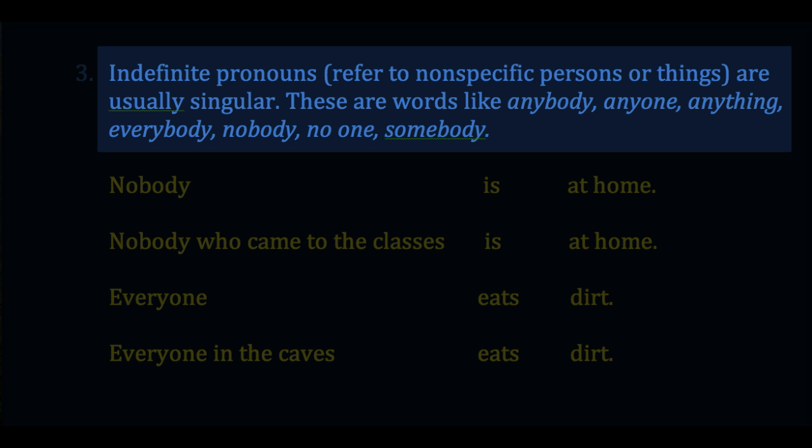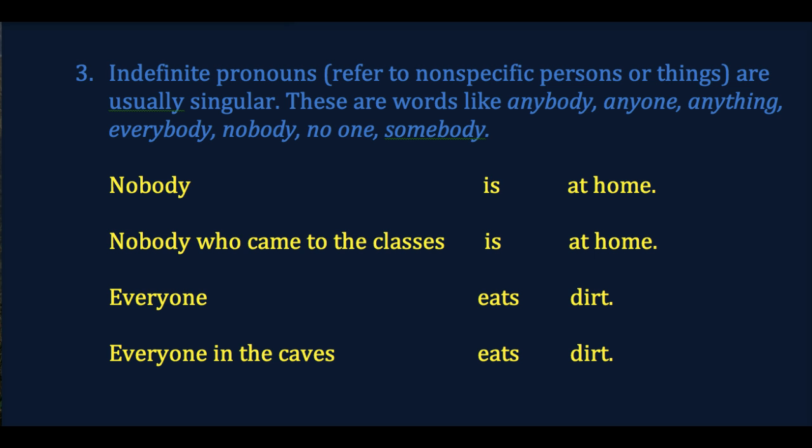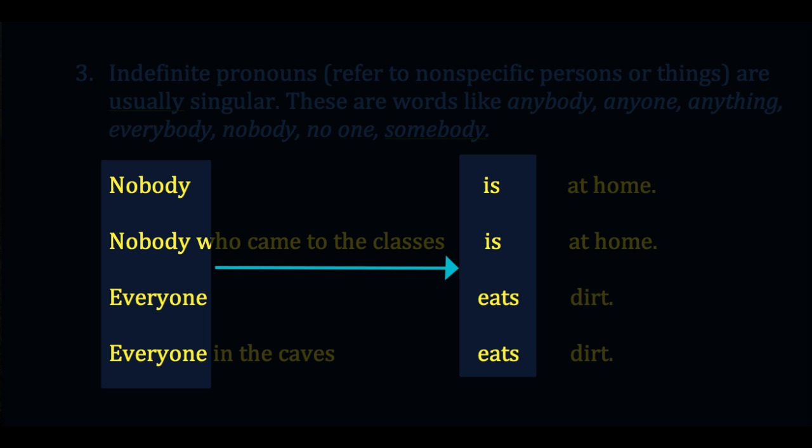Body, one, thing. So take a look at these four samples. You'll notice that the indefinite pronoun, it's singular, nobody or everyone, and therefore takes a singular verb, is or eats, even when there are intervening phrases like who came to the classes or in the caves. Doesn't matter. Indefinite pronouns, this grouping, they're singular, so singular verb.